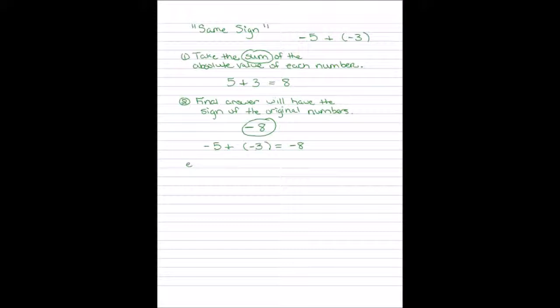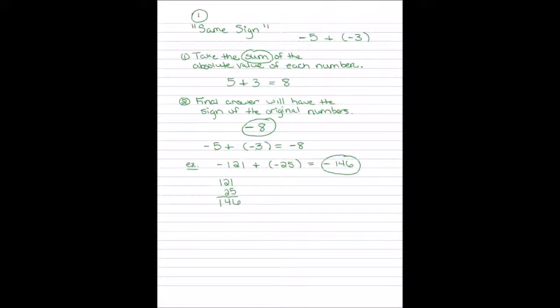Let's try an example. Let's say if I had negative 121 plus negative 25. These signs are the same. So that means I need to add these 2 numbers together. So I take 121 plus 25 and I add them together. That gives me 146. And because both of my original numbers were negative, my final answer is going to be negative. So this is negative 146. Okay? That's rule number 1.